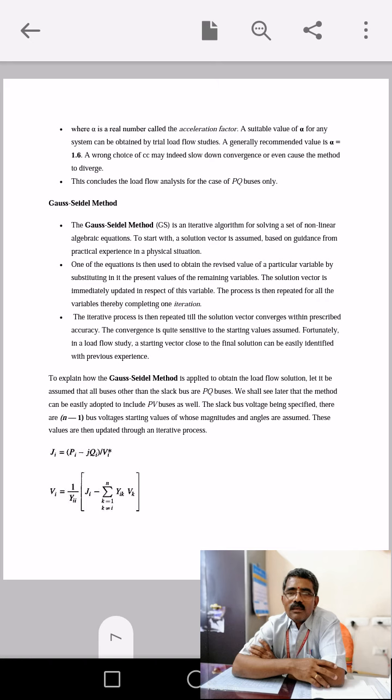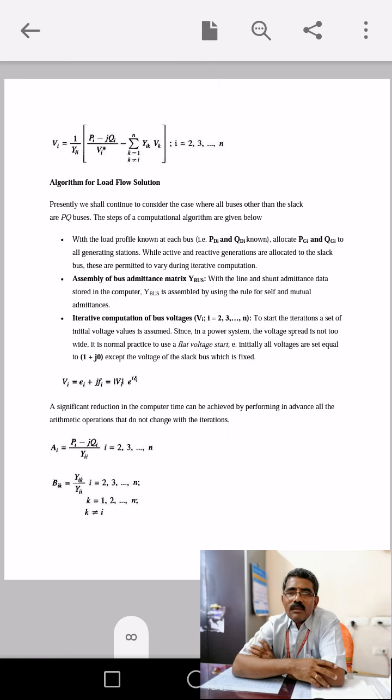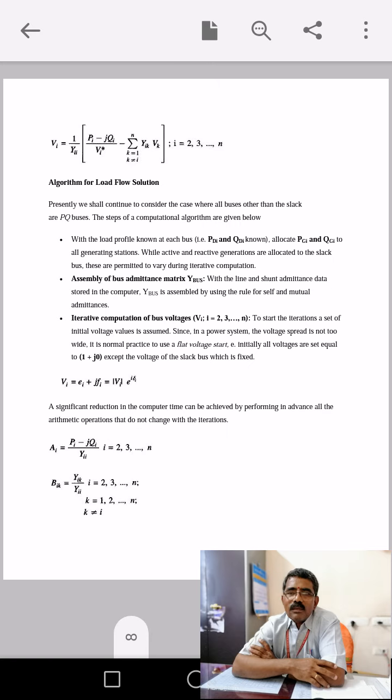The voltage equation is Vi is 1 by Yii, Pi minus jQi by Vi conjugate minus sigma Yik Vk, i is 2, 3, 4, etc. Here i equal to 1 is the slack bus, where voltage is specified, so there we need not obtain voltage. It is only at the remaining PQ buses. So Vi is 1 by Yii, Pi minus jQi by Vi conjugate minus sigma Yik Vk, k is 1 to N, k not equal to i, i is 2, 3, 4, etc. up to N. This is the equation which is to be updated.